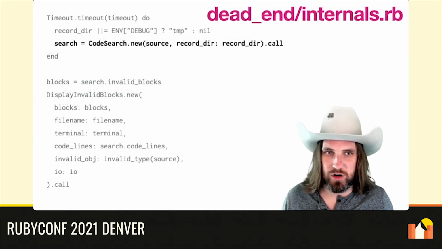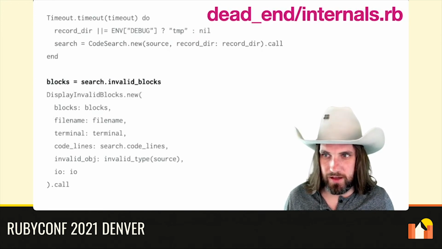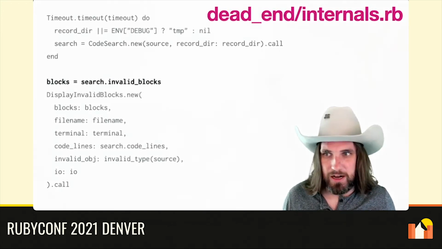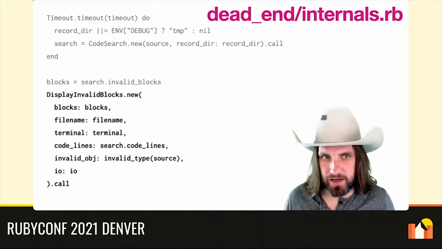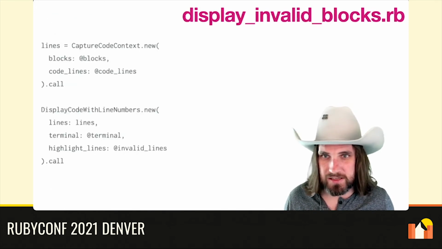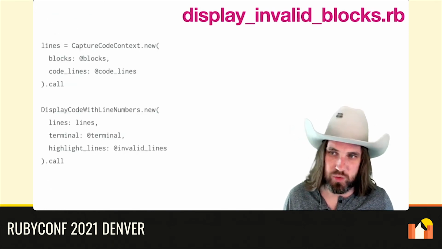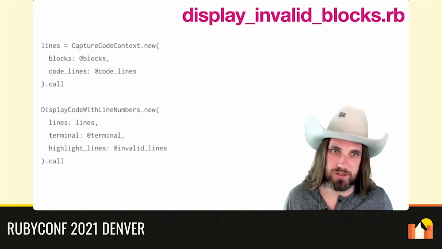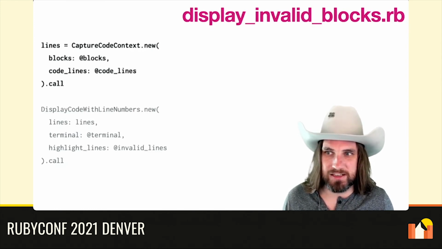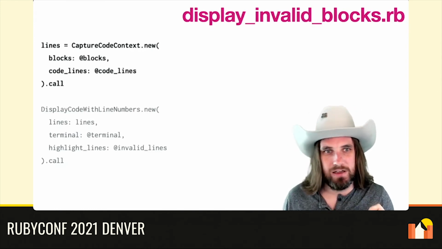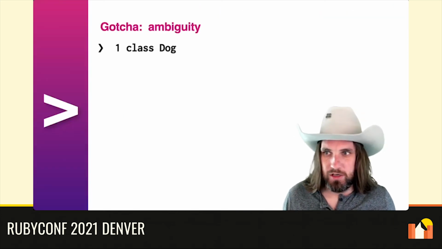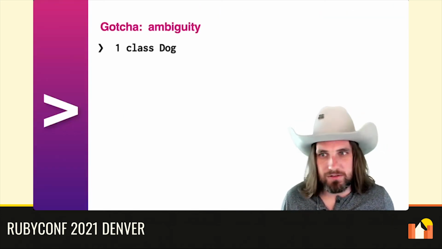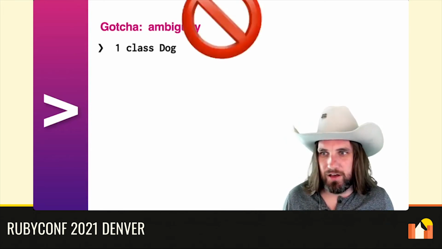So here's where our search started, and then we found the invalid blocks, and now we want to decorate our output. We pass it to this pretty printer display, the display invalid blocks class. Internally, here is where we take care of the last of our gotchas. This class, capture code context, handles the ambiguities we talked about before. It knows the various ambiguous cases that we have.